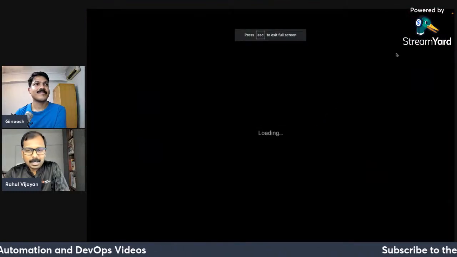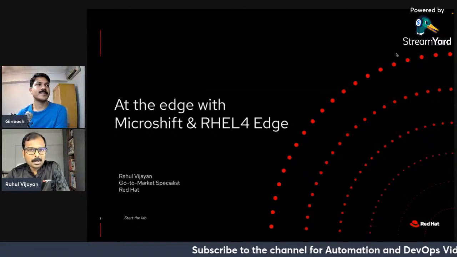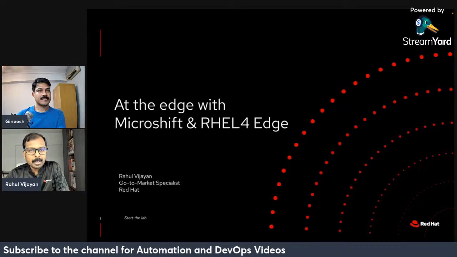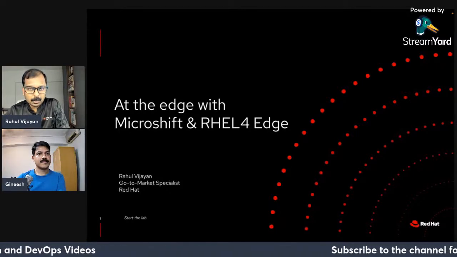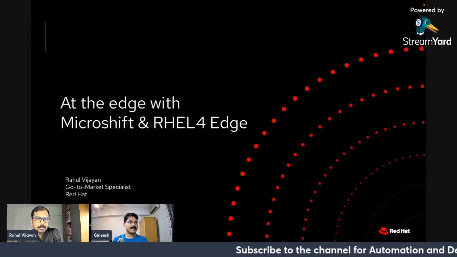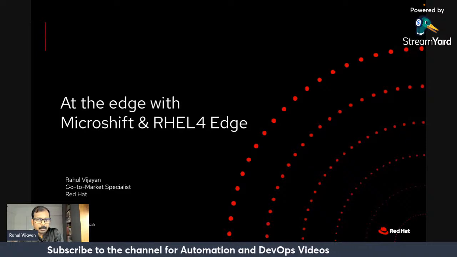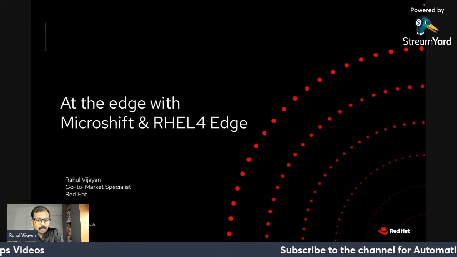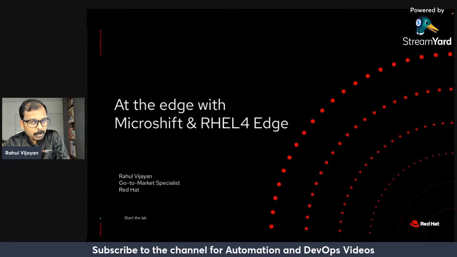To get started, today we will talk about two things. The first one is MicroShift, and the second topic is RHEL for Edge. But the primary focus will be on RHEL for Edge. There will be a demonstration as well, to understand how RHEL for Edge really works, and a little bit of explanation on MicroShift. MicroShift is not GA yet. We are going to release it as a technology preview in OpenShift 4.12, which is coming up on November 16th. So these are the two topics.